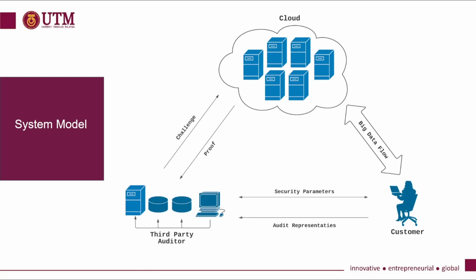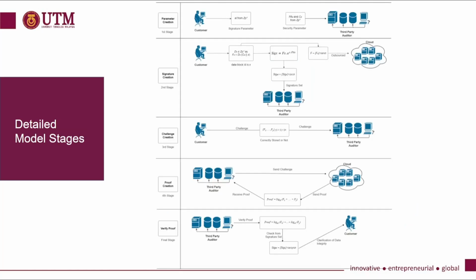Now let's move on to a detailed system model. As you can see, the detailed system model has 5 stages. There is the parameter creation, where the customer and the TPA will create their representative security parameters, and there is the signature creation, where the customer will create the algebraic signature of its file and pass it to the TPA. There is the challenge creation stage, where the customer will give a challenge to the TPA, and the proof creation stage, where the TPA will send the challenge that has been given by the customer to the cloud, and the cloud will send the proof, and the TPA will receive the proof.